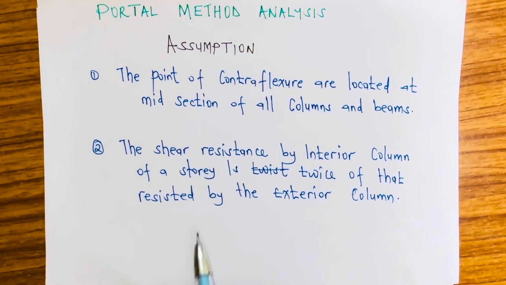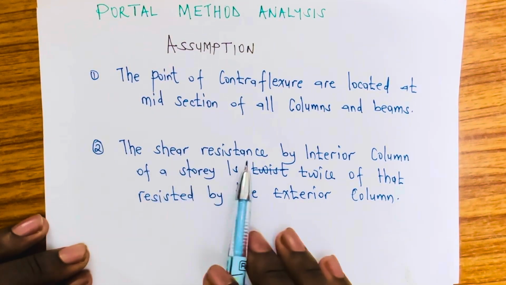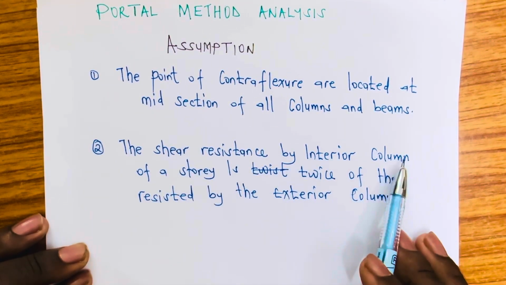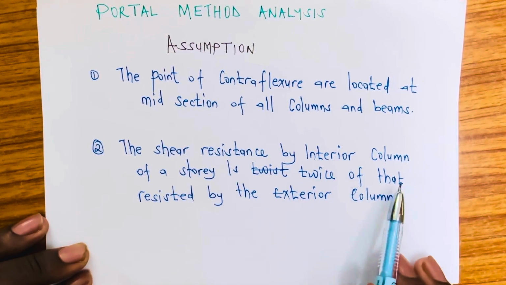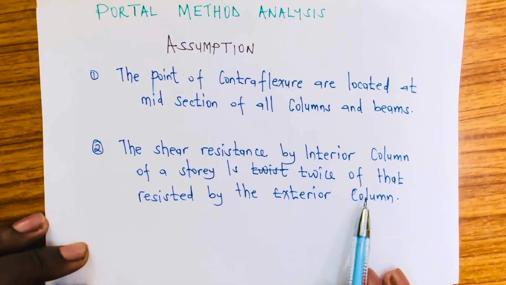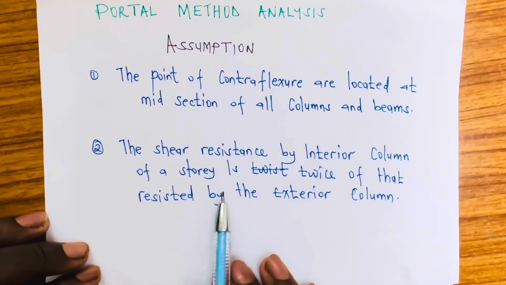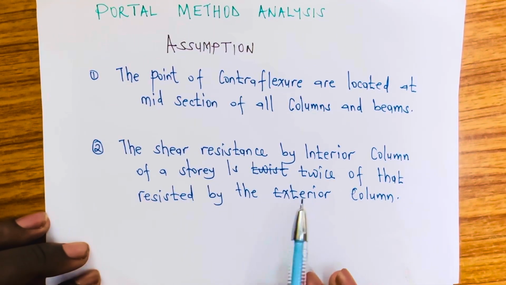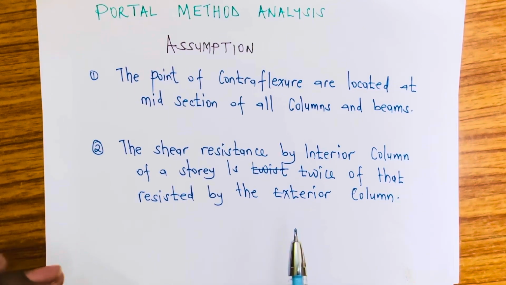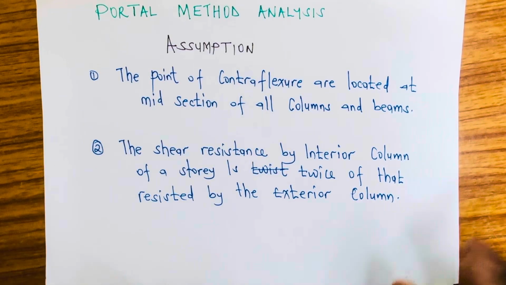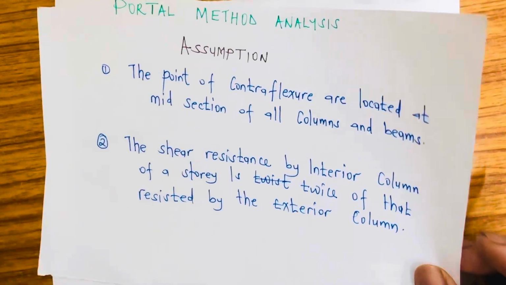Then the second assumption says the shear resistance by an interior column of a story is twice that resisted by the exterior column. So this one is very important especially when we are finding the shear resistance due to the column. Now let's get into the explanation that will help us understand this second assumption very well.